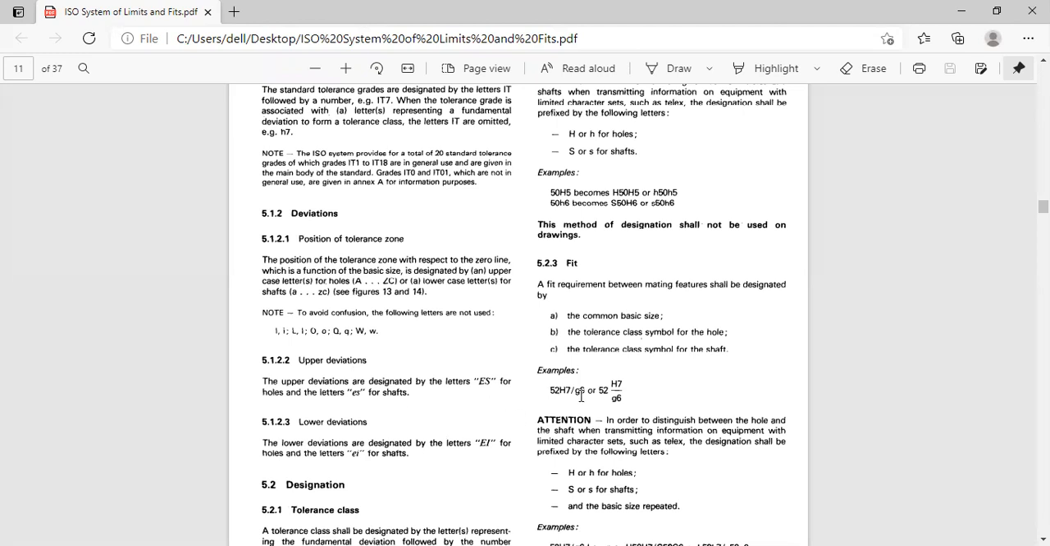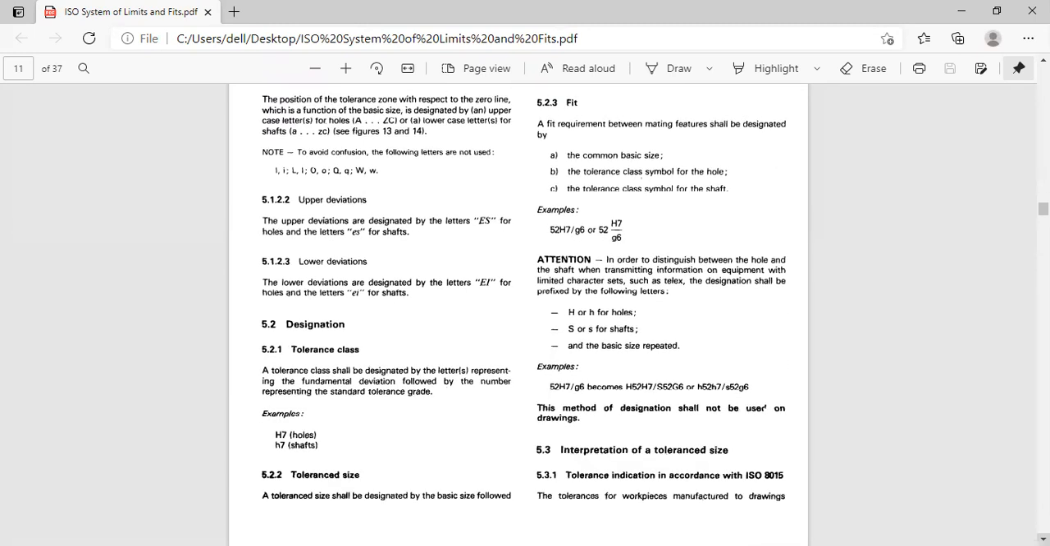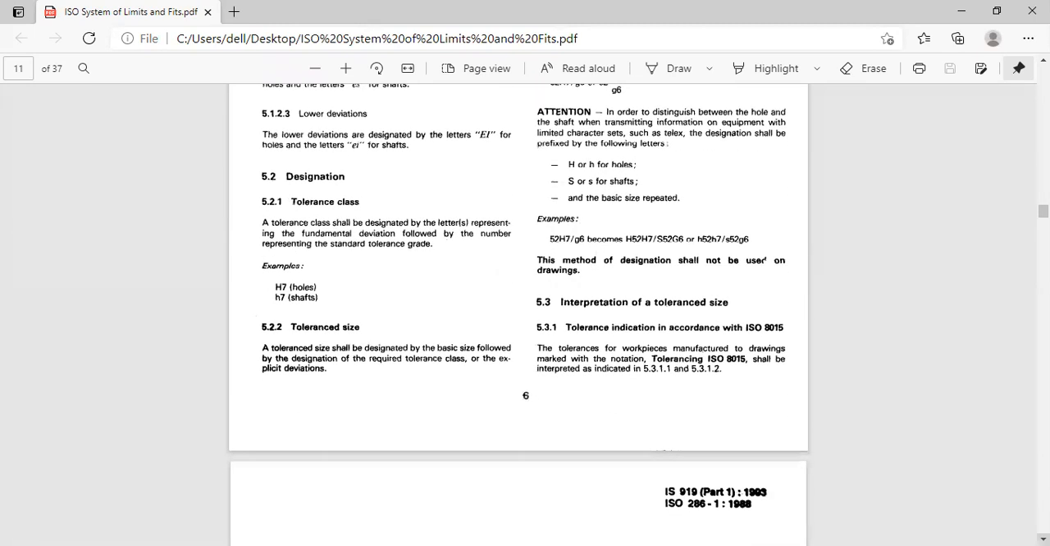Already we have finished one of the problems based on this hole-shaft pair that you have to do, and you have to say H7 is for the hole, IT7, and G6 for the shaft. That's how you have to represent it. So what is the interpretation?